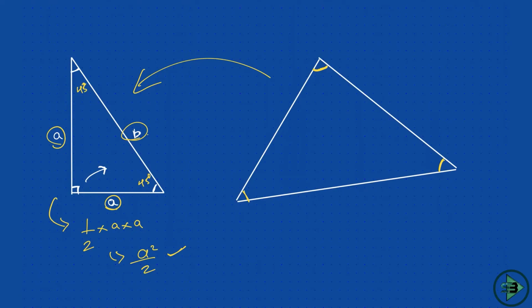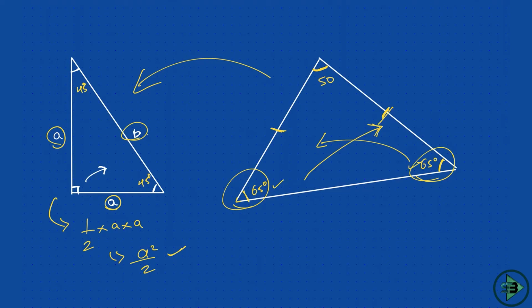But say if this is 50, what is left is 130. 130 is divided into two parts, 65 and 65 degrees. This is called an isosceles triangle in which the two angles are equal, and that's why the two sides also become equal. This is what we have studied in triangles. The side opposite to this angle and the side opposite to this angle will be the same because these two angles are the same. So this becomes equal to this, and that's an isosceles triangle.